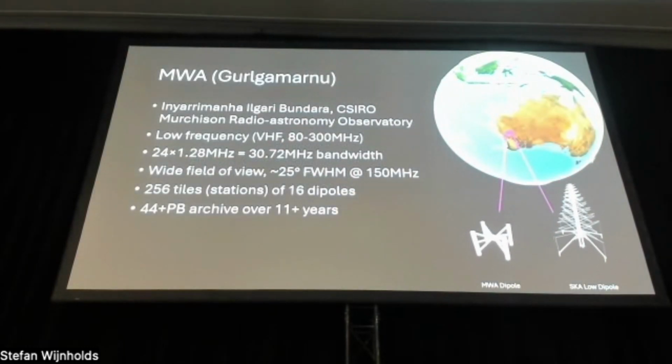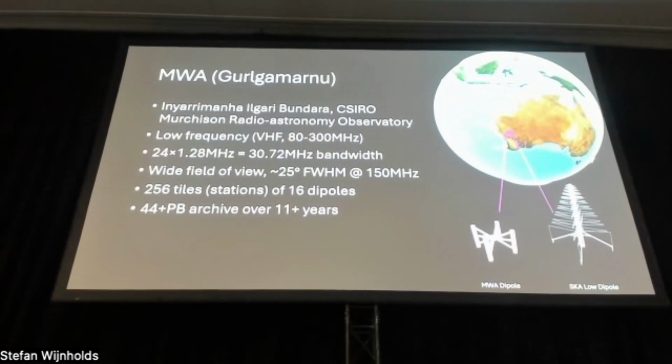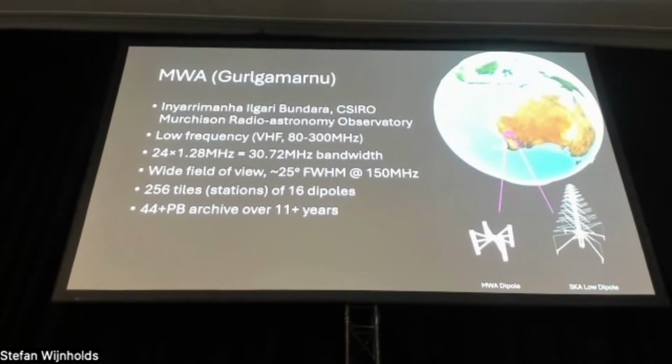So the MWA is also known by its Wajarri name, the Inyarrimanha Ilgari Bundara, or the CSIRO Murchison Radio Astronomy Observatory. It is co-located with the SKA Low and operates on a similar VHF band, that 80 to 300 megahertz range, of which 30 megahertz or so can be processed at a time. It has a pretty wide field of view at 25 degrees at 150 megahertz.